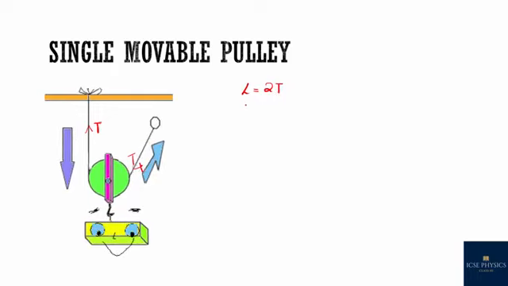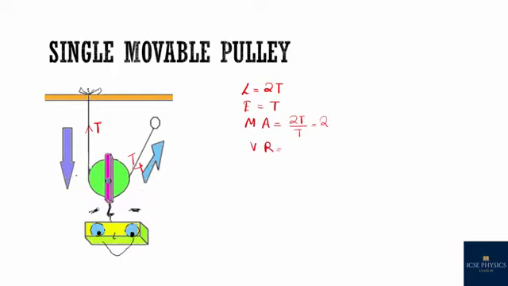And what will be the effort? Effort is balanced by only 1T. Effort is equal to the tensional force. Now what will be the mechanical advantage? It will be load by effort, 2T by T, that becomes 2. So the mechanical advantage here is 2.